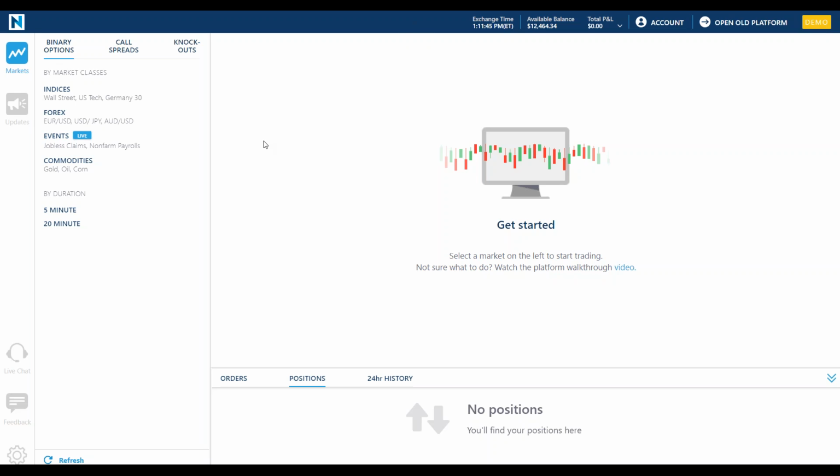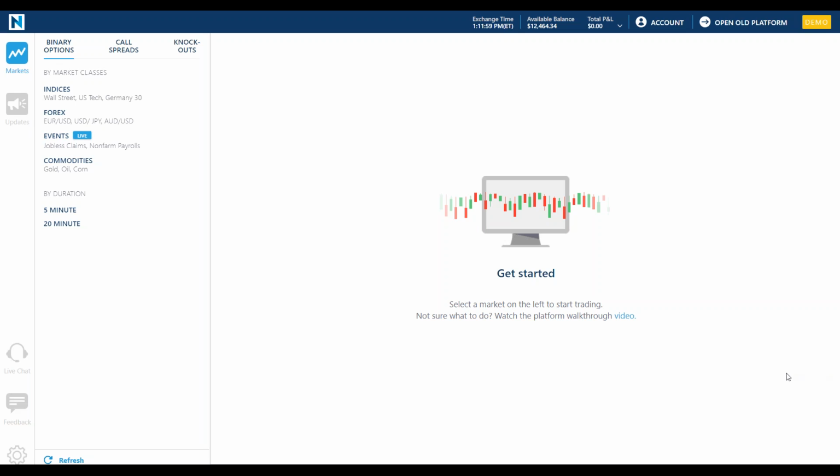Now, if you haven't been in our new platform before, on the left-hand panel is all the products. At the bottom is where you look at your orders, positions, and history. And I'm going to move that away for the moment. These little blue buttons can hide them, but we'll bring it back. And then there's the workspace, where we're going to see the charts and the order tickets. If you haven't done a walkthrough, you can absolutely click on this little video and it will give you a walkthrough of the new platform and how it works.